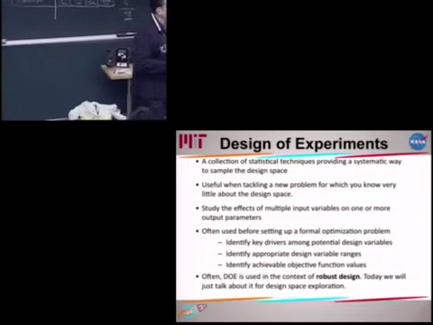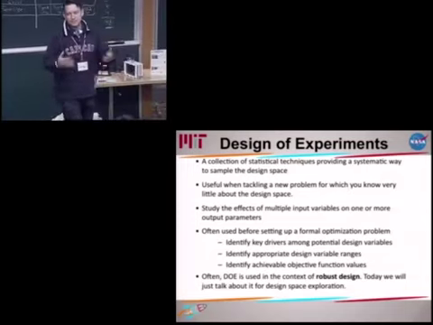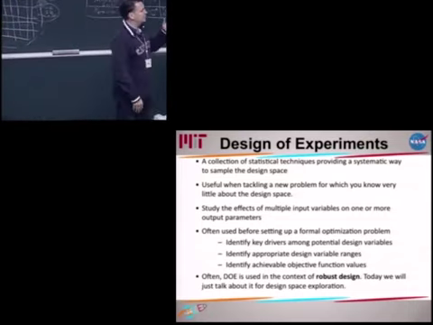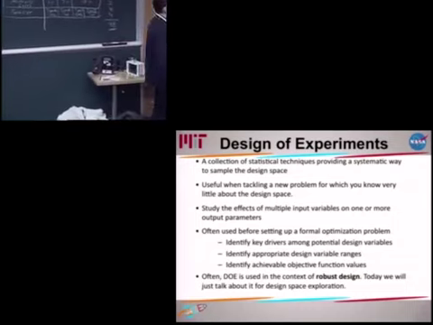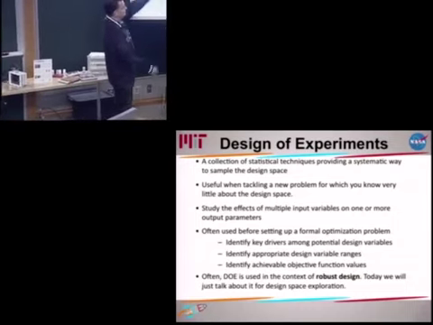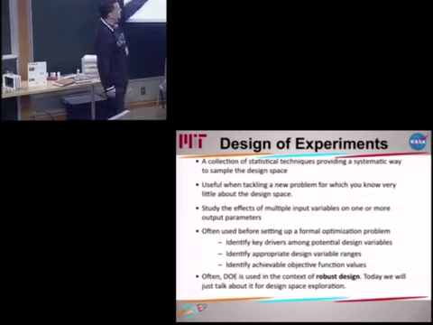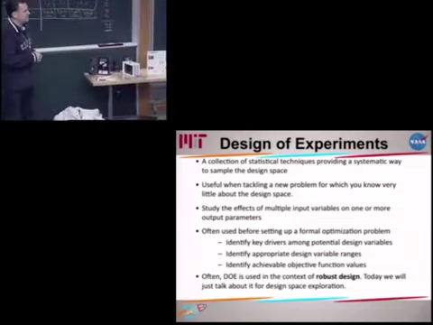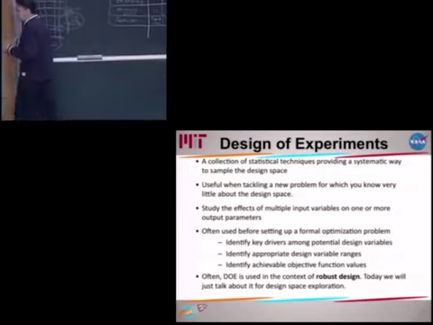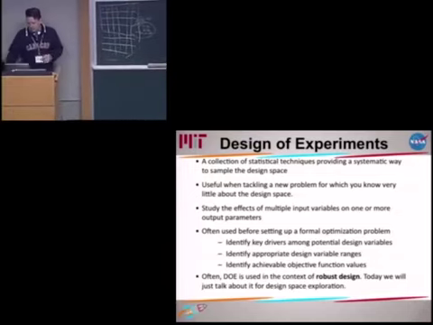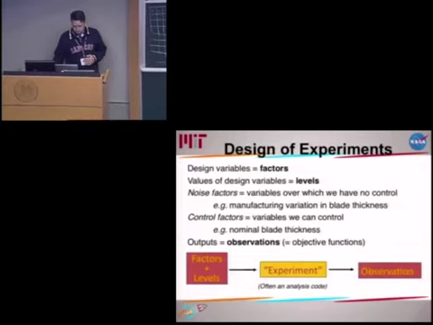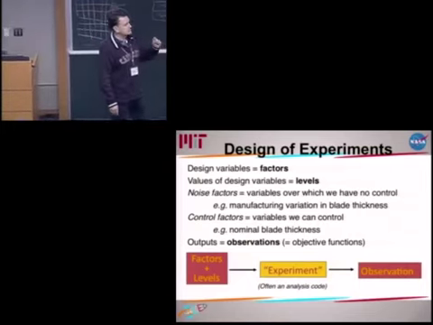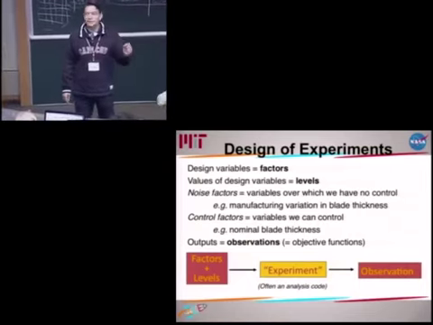And often this is a step before you start doing formal optimization. This is a precursor to optimization. You want to identify what are the key drivers, what are the ranges of these design variables or drivers, and then what's achievable in terms of the objective function. And often this is also associated with what's known as robust design. So the key elements of DOE are, first of all, the design variables. We call them factors in design.